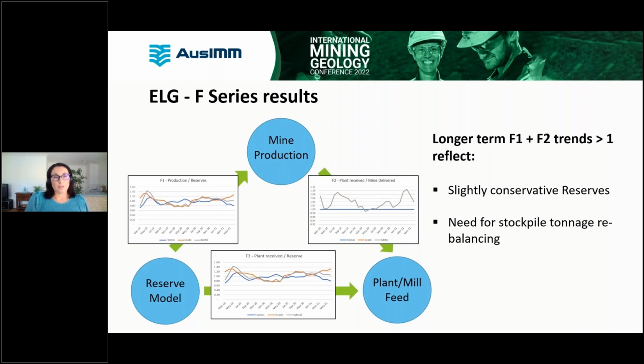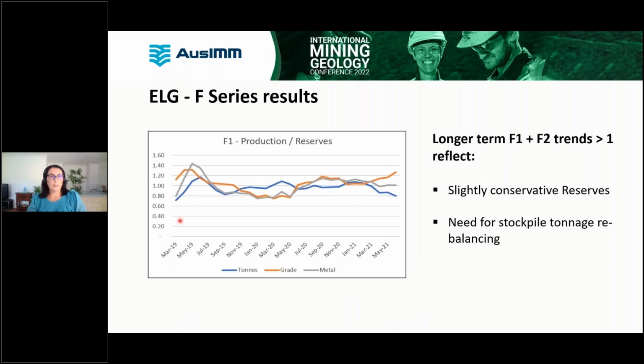So the F series results, and I don't want to dwell on it too much because it actually paints a really nice story. The longer term F1 and F2, and I'll go into a little bit more detail, does show a slightly over 1 for their ratio. And if we go in here, we'll have a look at F1 in particular. We can see it's over time slightly over 1, which is giving us that slightly conservative reserve, which Torrex agrees that they do have a slightly conservative reserve there.